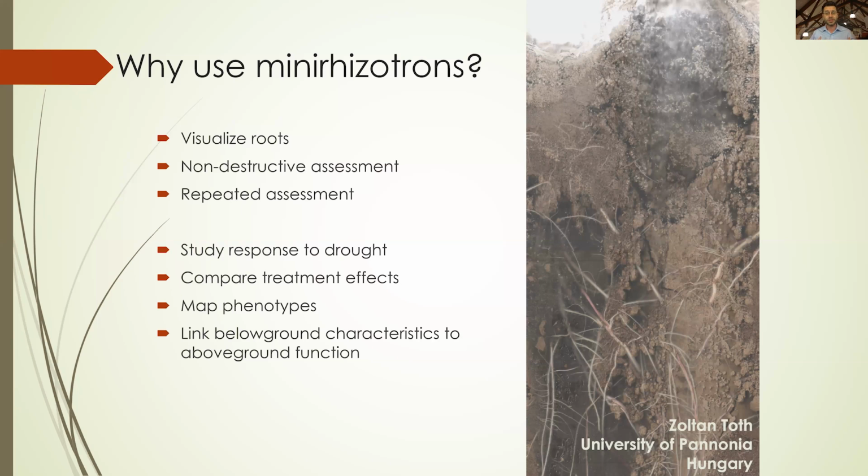Mini rhizotrons have been utilized to study, again, plant response to drought conditions, compare treatments over time, and, my personal favorite, map phenotypes to genotypes, and overall find correlations between below ground characteristics and above ground function.